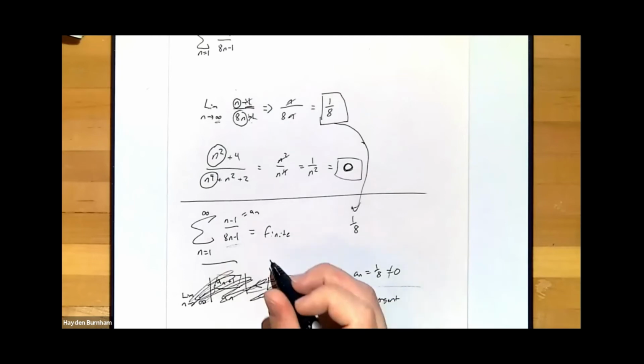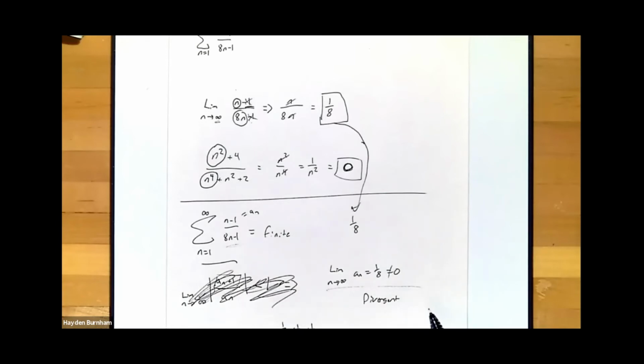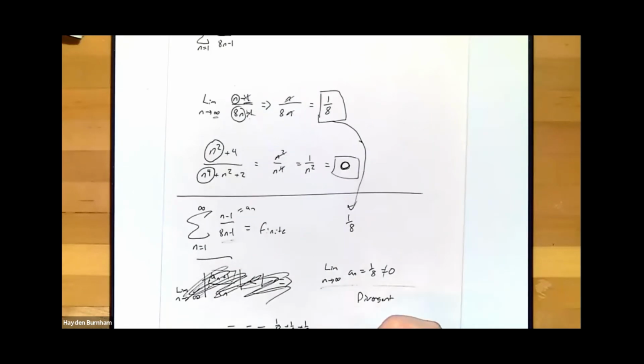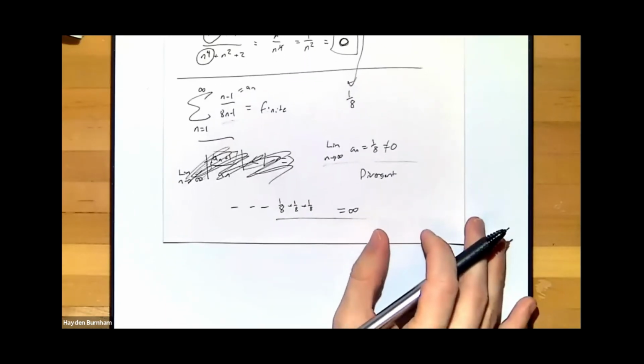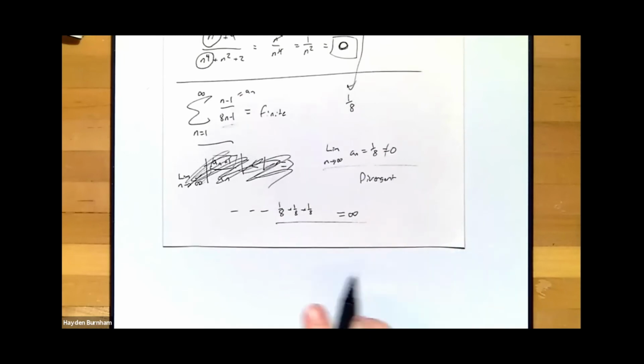Because if you think about it, as n becomes infinite, you're going to get a 1 over 8 plus a 1 over 8 plus a 1 over 8. Eventually you're just going to get an infinite number of 1 over 8 terms added together, and that's just going to be infinity.